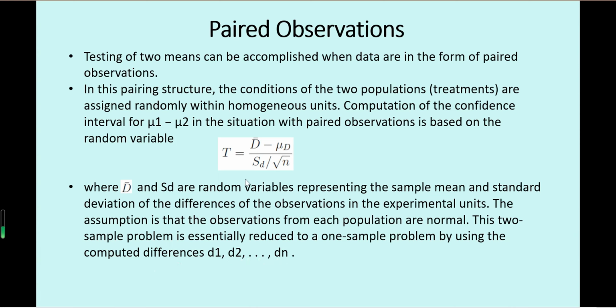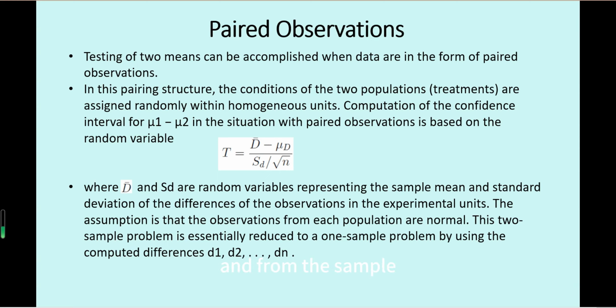Actually, these paired observations are like one sample, because each unit gets two treatments and we take the difference between the two treatments. So this is the same unit, and this is one sample. This is called paired observations to test the difference of population means.